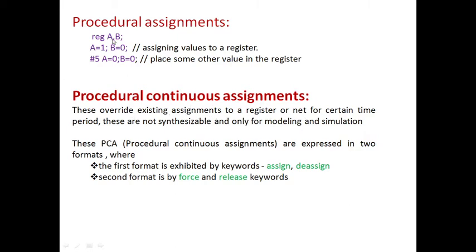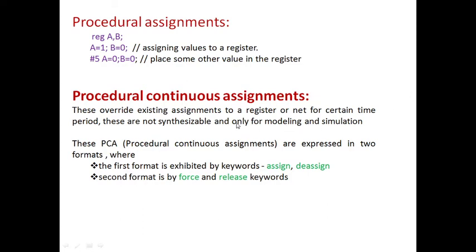In the above example, I have two registers A and B. I am going to override them, that means A is 1 and B is 0 as I have taken. These values are overridden by the procedural continuous assignment only for a certain period of time. After that certain amount of time, these overridden values are released. That means the register variables which were overridden by some assignments are now in a free state. The procedural continuous assignments are generally available in two formats.